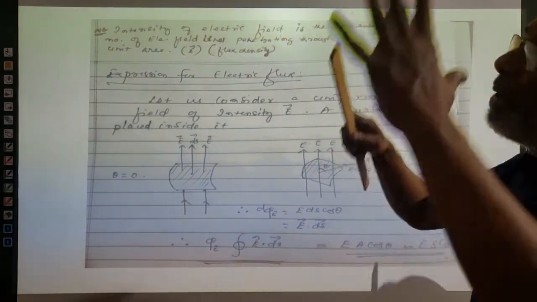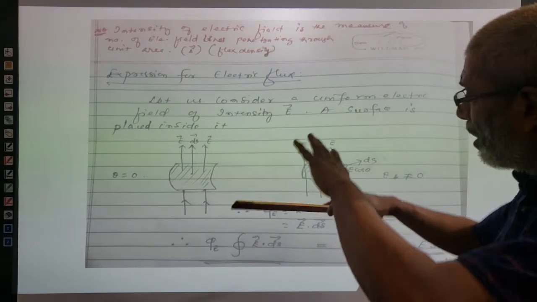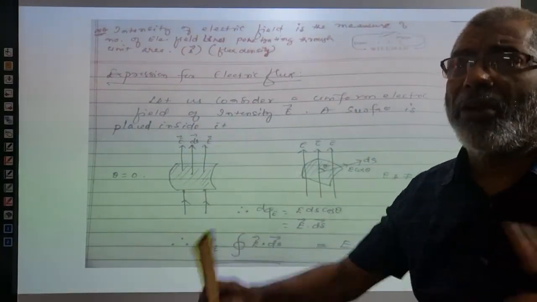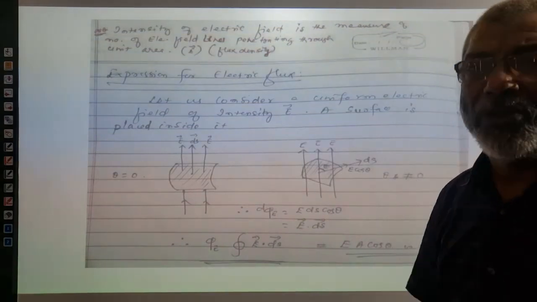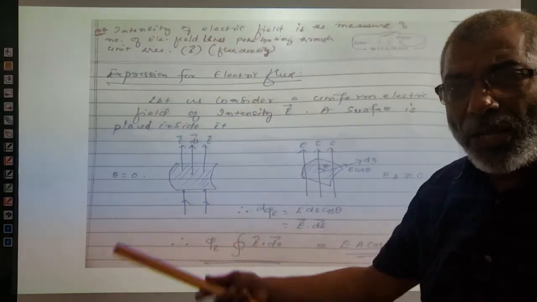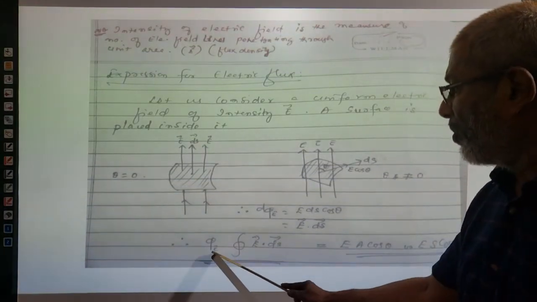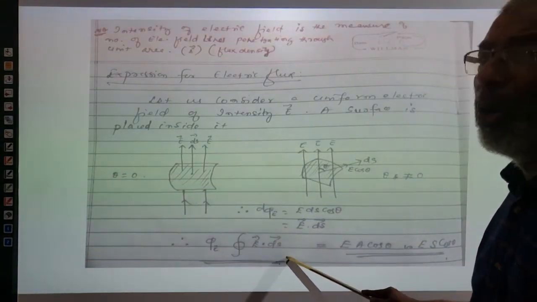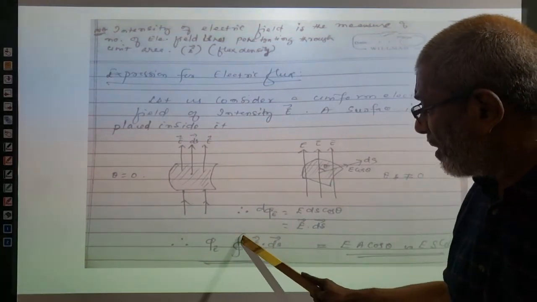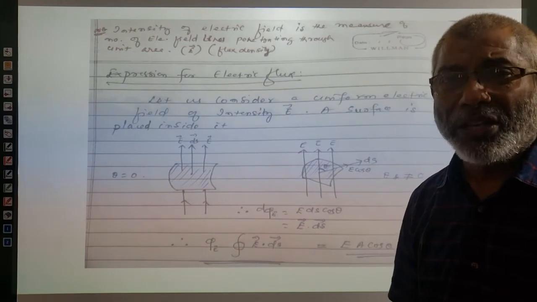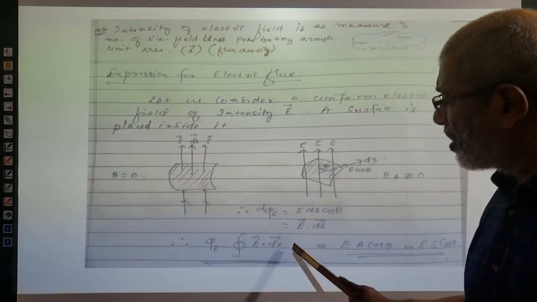So if it is a very big area, the total flux passing through a very big area means it is a closed surface area inside which a charge is kept, and through the whole area the lines of force will pass. Then the total flux is equal to integral E dot ds. If it is not a closed surface, this circle can be avoided. If it is not a closed surface, we can simply write integral E dot ds.